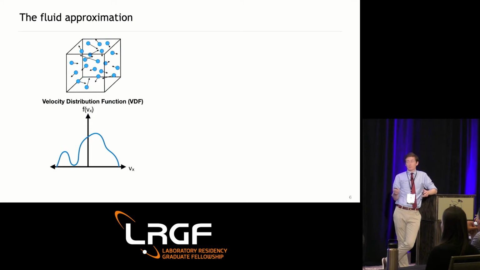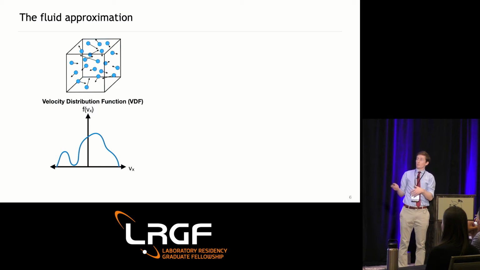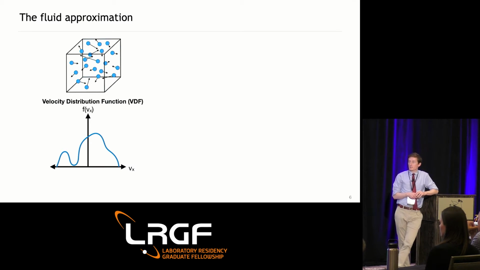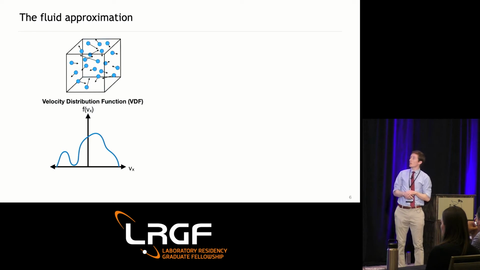You can describe this plasma using something called a velocity distribution function, which basically describes the number of particles moving with any given velocity. Many particles are moving here, but very few particles are moving at some random velocity to the left. In principle, these VDFs can be anything, but in general, they typically converge to a well-known function.